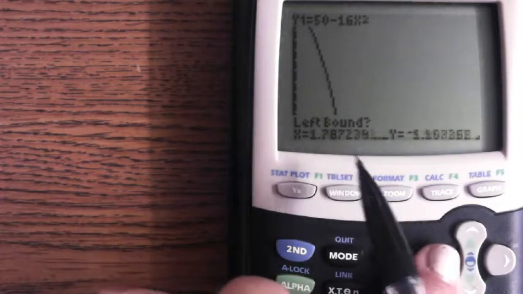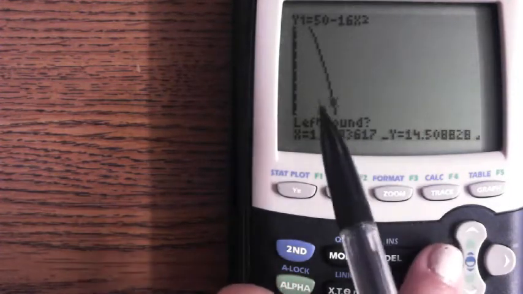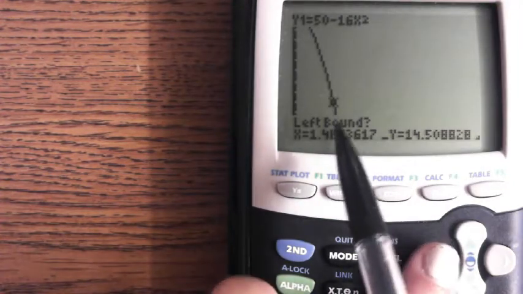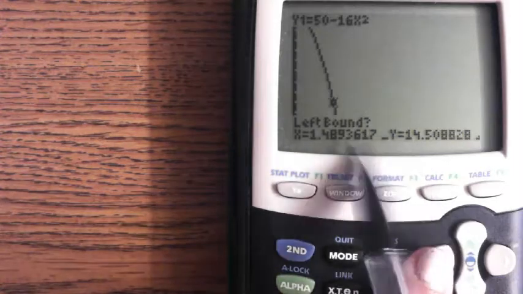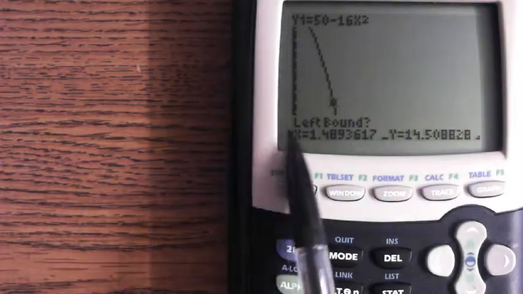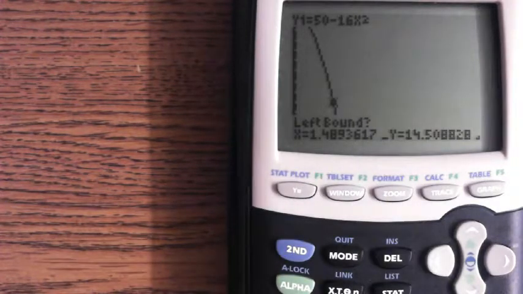And my cursor, again, you can't see it. It's off the screen. There, it popped back on the screen. You see my cursor now? Okay? And now it tells you the coordinates that I'm at. It's to the left of the 0, so then I'm okay for my left bound. Hit enter just one time.